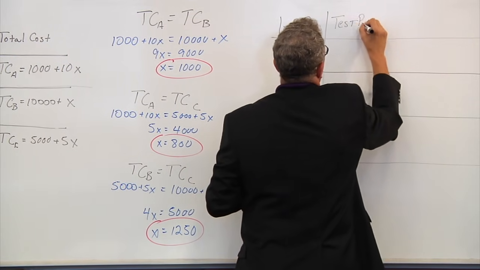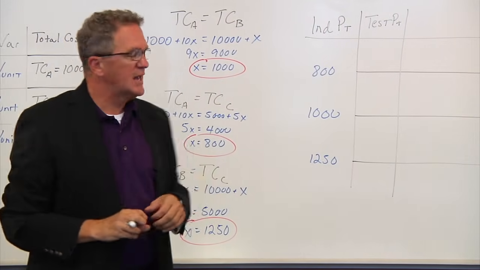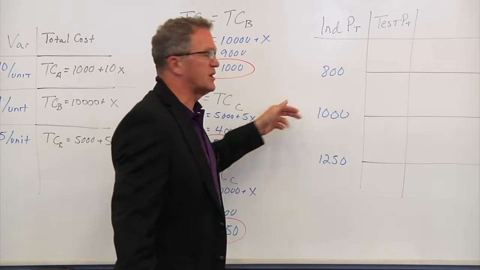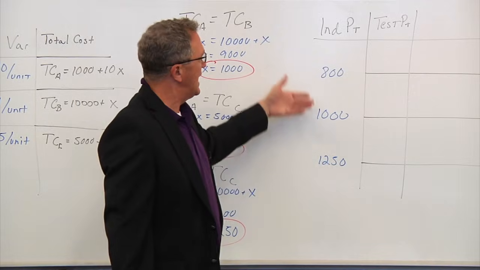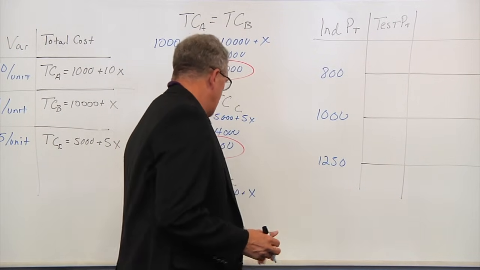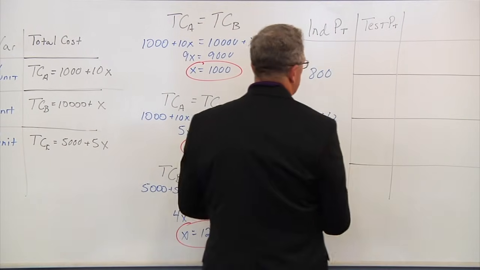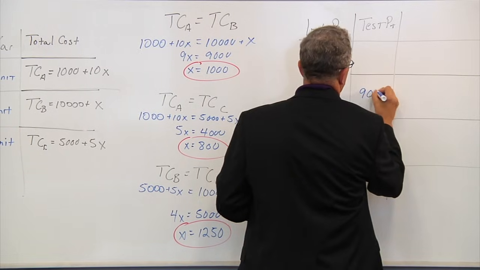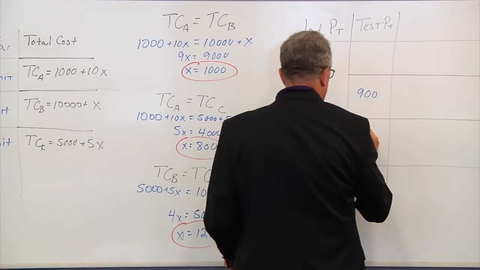And as we did last time, our test point will be between the two numbers. Now I can use any number between 800 and 1,000. I could use 801. I could use 999. I always try to pick the one that's going to be the easiest to calculate. In this case, between 800 and 1,000, I used 900. Between 1,000 and 1,250, I chose 1,100.